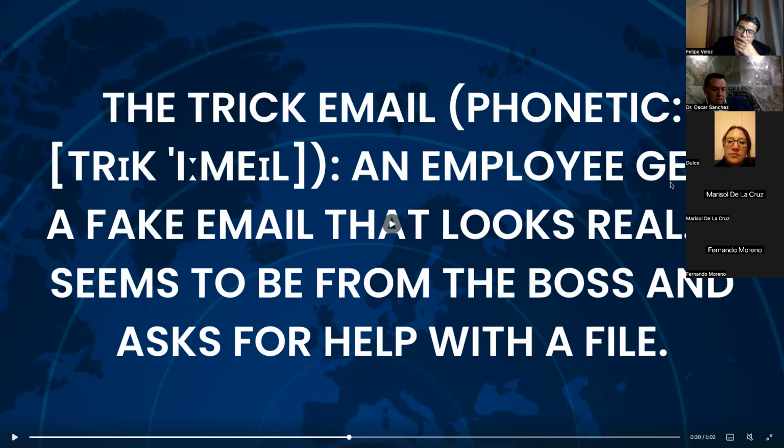An employee gets a fake email that looks real. Más rápido, más sencillo. Última vez. An employee gets a fake email that looks real. It seems to be from the boss.